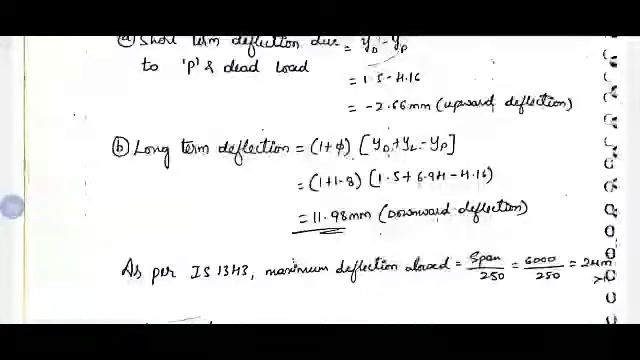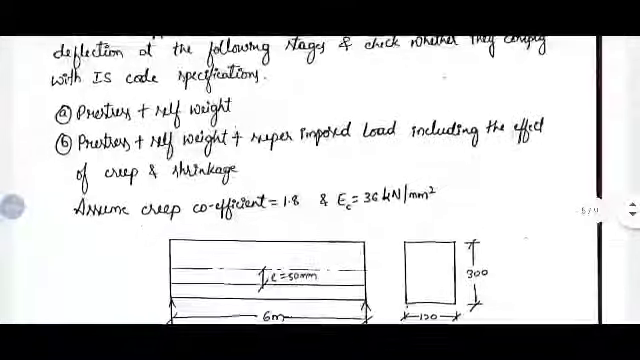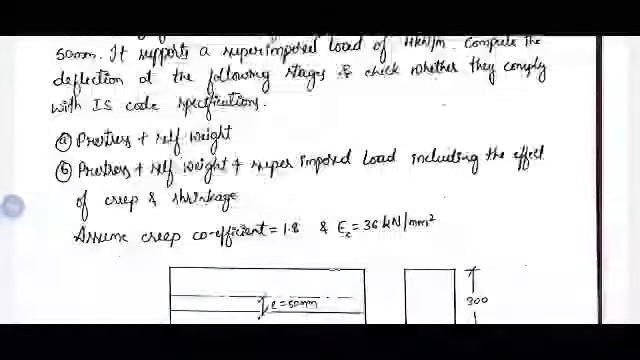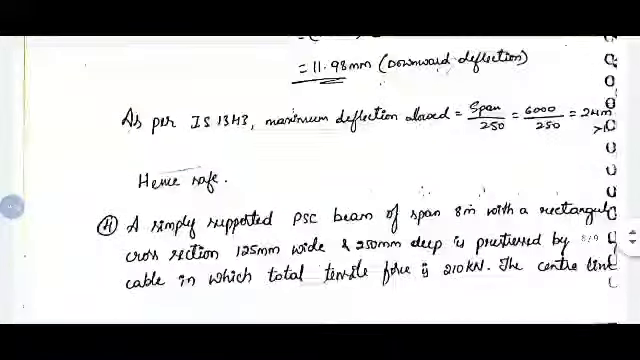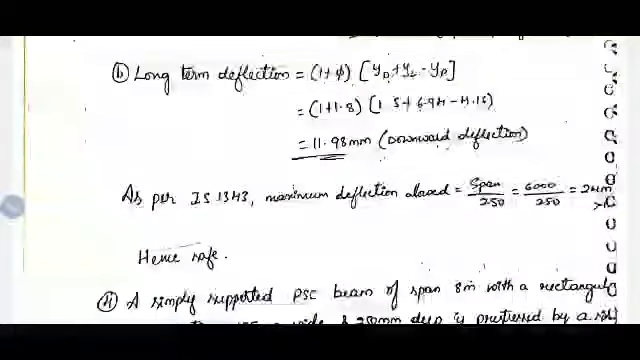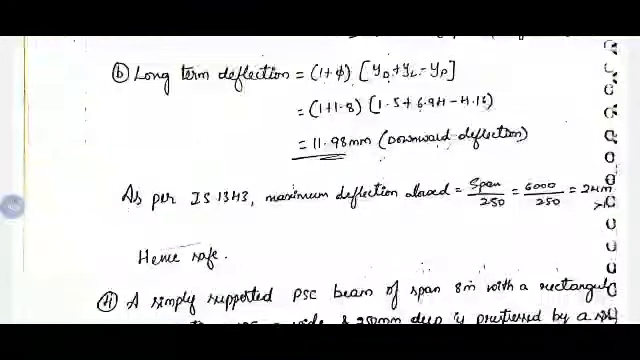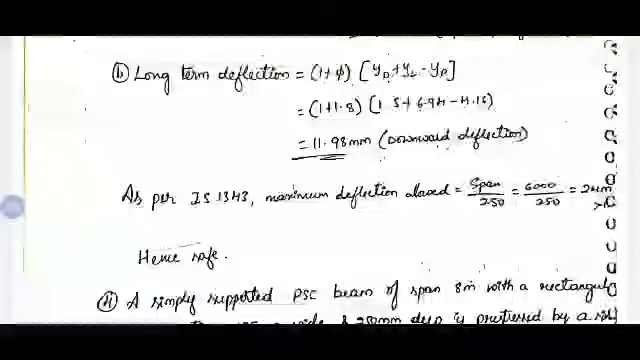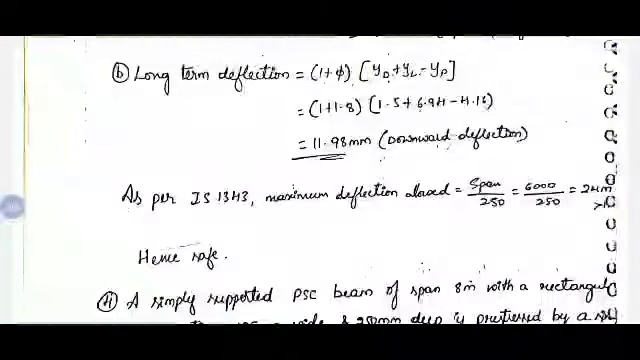So here an additional question is given. Check whether they comply with IS code specifications. That is, whether the deflection occurring is within the IS code limits, that we need to check. So as per IS 1343, maximum deflection allowed is span over 250. So if you substitute span of 6000 mm over 250, you will get 24 mm. So the deflection we are getting is 11.98, almost 12 mm. So it is almost half of the allowable deflection. So the beam is safe.